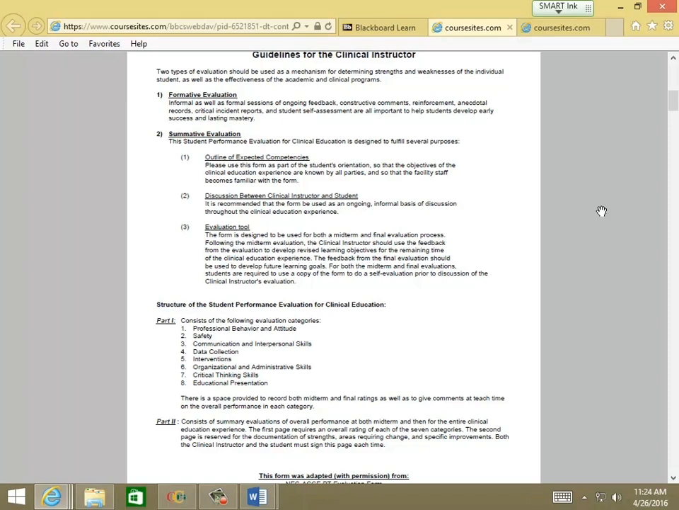So as the student finishes with a patient and you step outside the room and you ask the student, so how do you think that went? And they give you a synopsis and then you provide some feedback to the student. That's formative feedback. That formative feedback is meant to help them grow and learn.